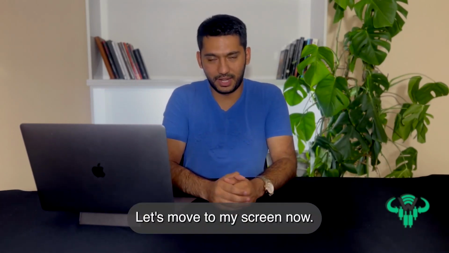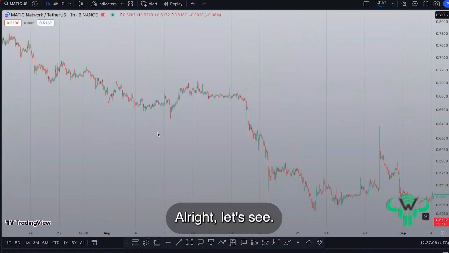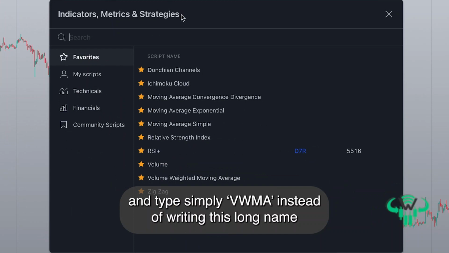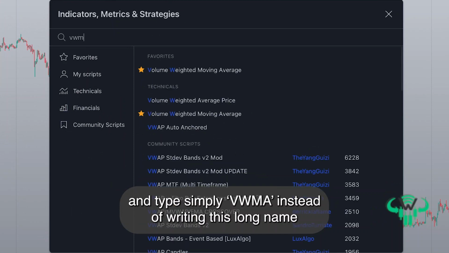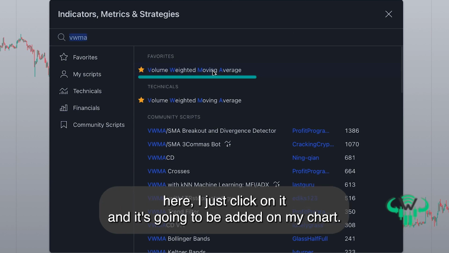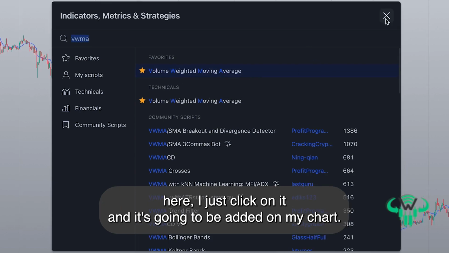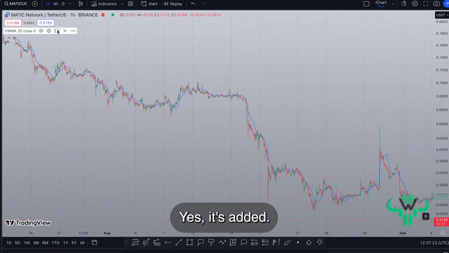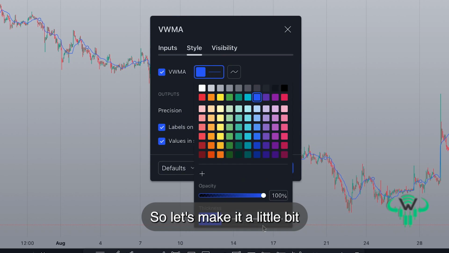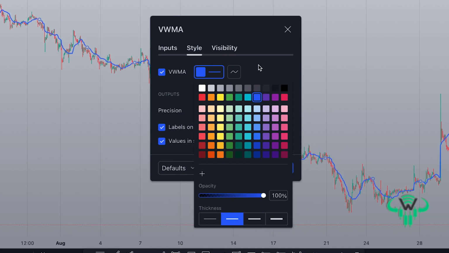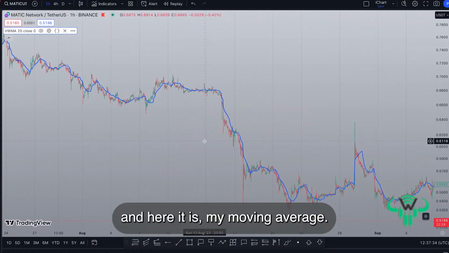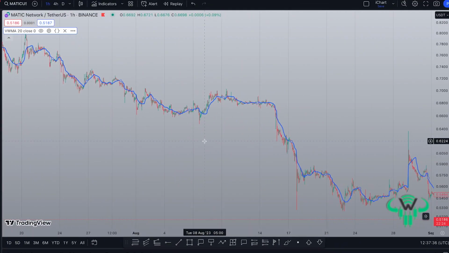Let's move to my screen now. We move to the indicators section here again and type simply VWMA instead of writing this long name. I just click on it and it's added on my chart. Yes, it's added. I want to make some edits on it, so let's make the line a little bit bold. And here it is, my moving average.